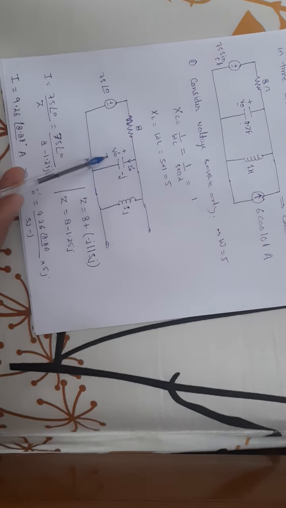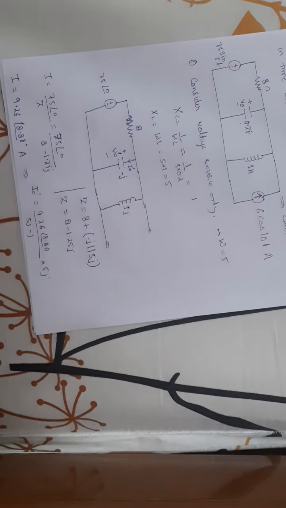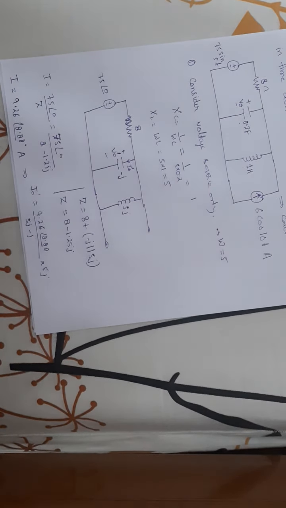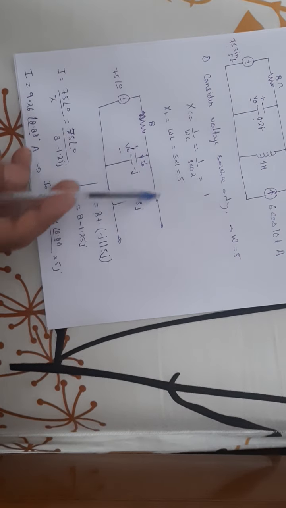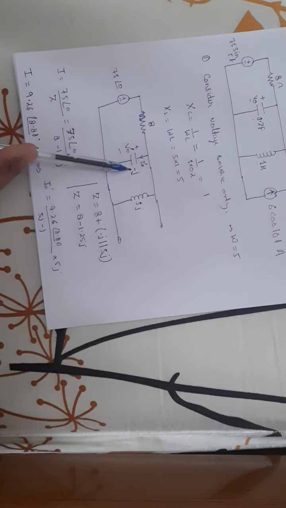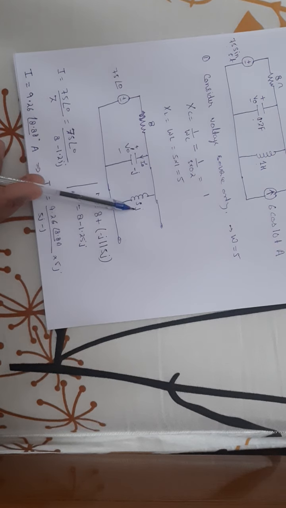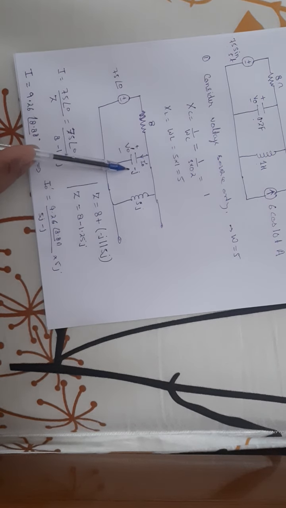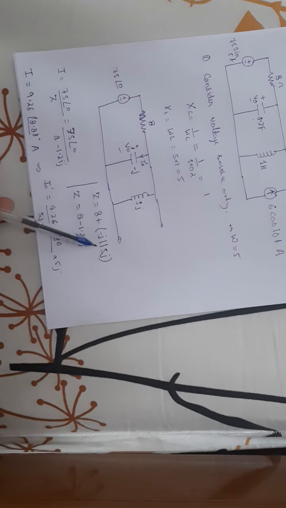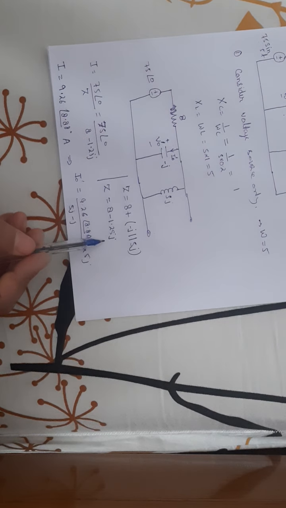Now I can easily calculate V naught. Here I represented V naught by V naught dash, and the current flowing in the capacitor by I naught dash. First, tell me the total impedance of this circuit. From this side, there is an 8 ohm resistor, a minus j ohm capacitor and a 5j ohm inductor. So it is minus j parallel 5j, plus 8. Using this I calculated Z equal to 8 minus 1.25j.